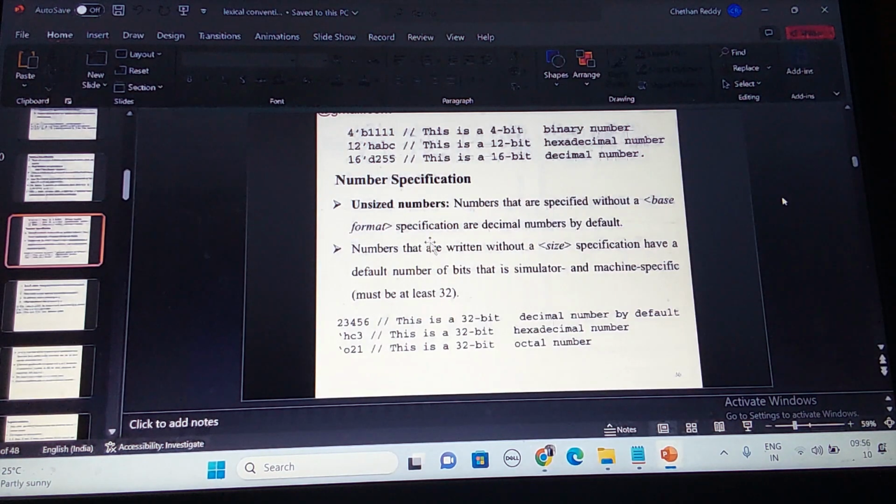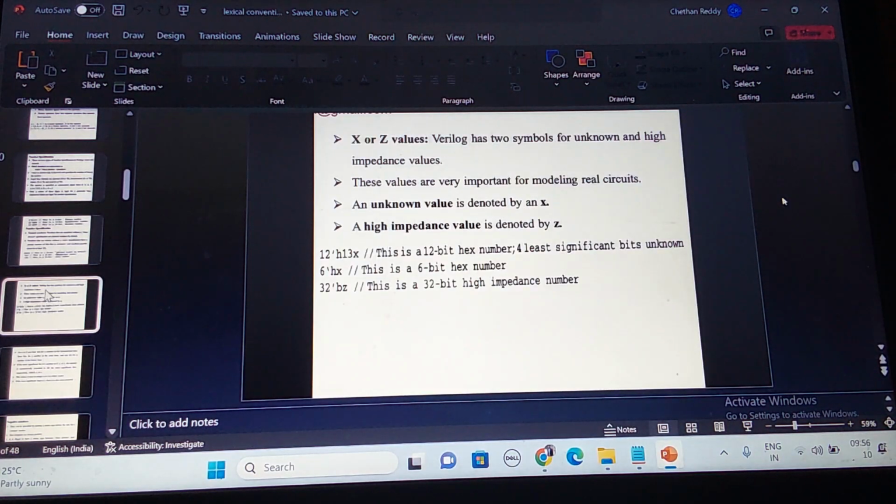Okay. Number specification for sized numbers and unsized numbers. Okay. Now let us go on. Along with these ones and zeros, Verilog also supports decimal numbers, octal numbers, hexadecimal numbers, and binary numbers. Verilog will support two more values. Those values we call unknown or Z value. So X is nothing but unknown. Okay.